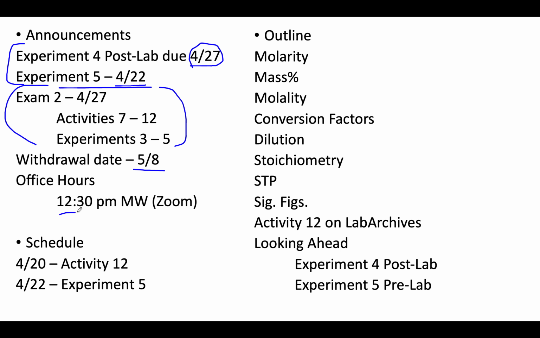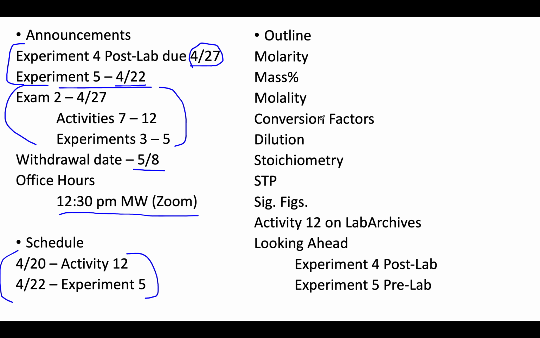I really encourage you, see me during office hours, Monday, Wednesday, 12:30. Your classmates come and they get feedback on their activities. We go over labs. It's a really good thing to do, so come see us there. There's still room for all of you to come join us. Activity 12, Experiment 5, that's what's coming up this week.